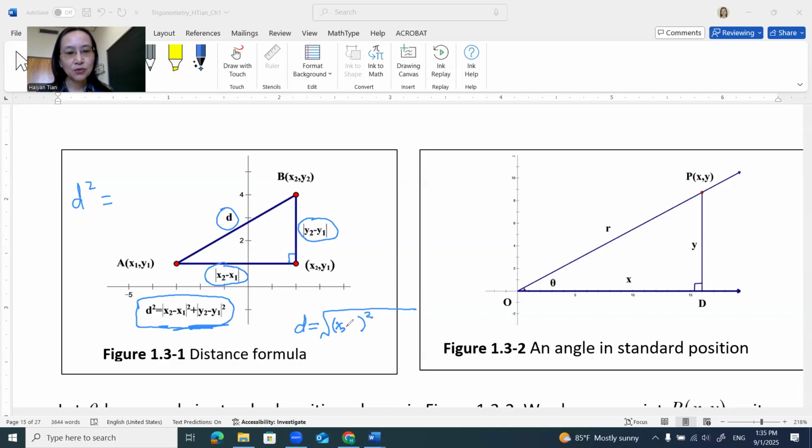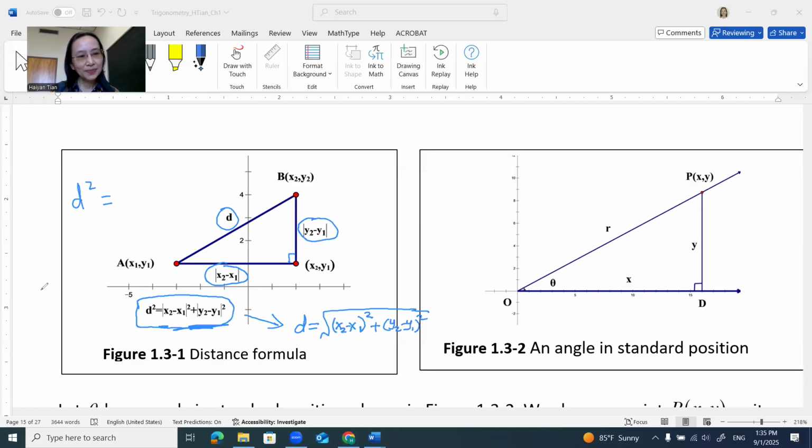So we can just say x2 minus x1 squared plus y2 minus y1 squared, and take a square root. So we get the distance formula.